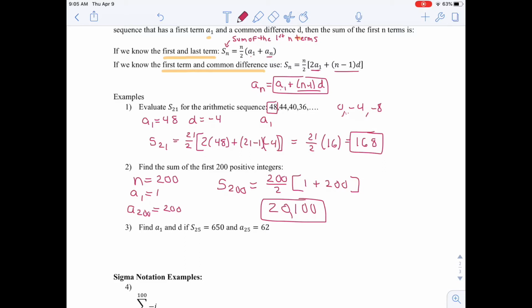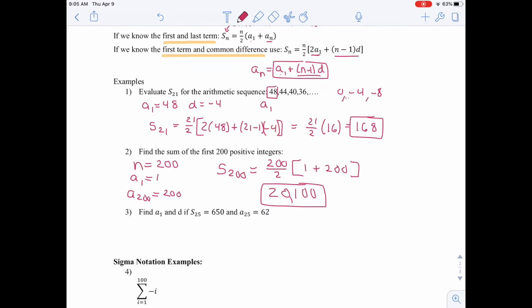Okay, the third one, find the first term and the common difference. Ooh, so we don't have either. What we have is the sum of the first 25 terms in this sequence, and then we have the 25th term. So we need to either find the first term or the common difference before we can go anywhere with this. So if you think about that first equation, S sub n, we could do S sub 25 is equal to n over 2 times the first term plus the 25th term.